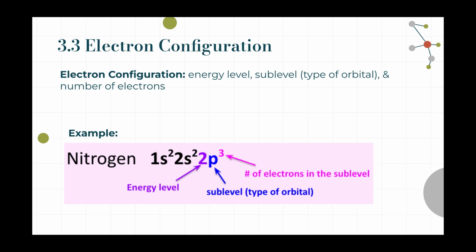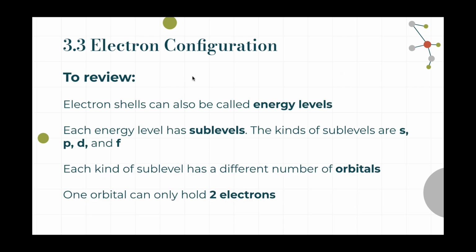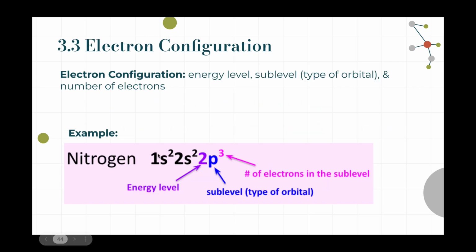Okay, so for your electron configuration, this is how you're going to write it. First, you're going to write the energy level. So that's going to be 1 or 2 or 3 or 4. Then you're going to write your sublevel, which, remember, is S, P, D, and F. And then lastly, you're going to write the number of electrons as a superscript. So here we have nitrogen as an example. Nitrogen, in its neutral atom form, has 7 electrons.